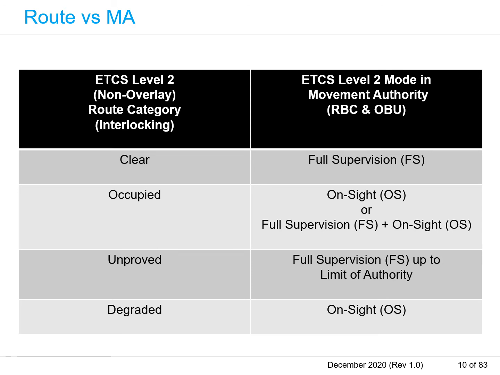The onboard ETCS allows the train driver to operate in full supervision mode before the station platform, then switch over to the on-sight mode upon entering the platform with another train ahead.